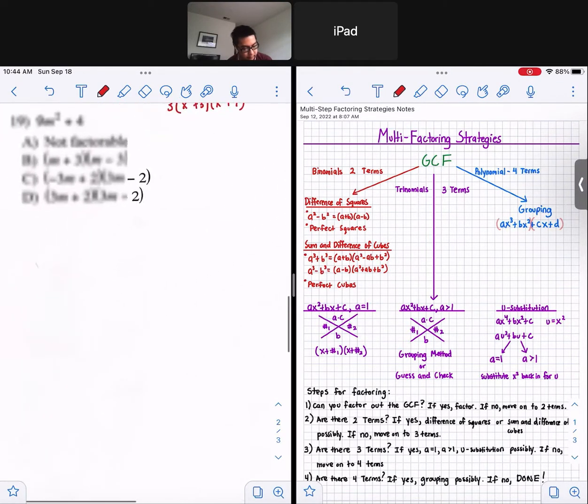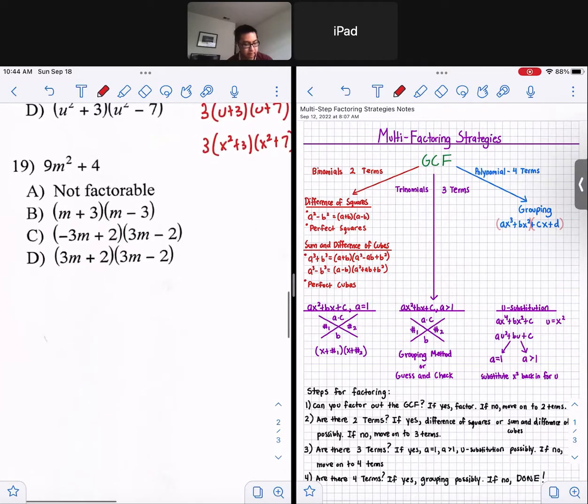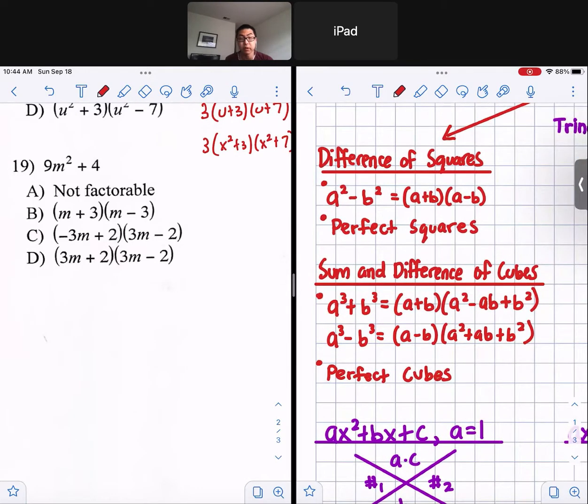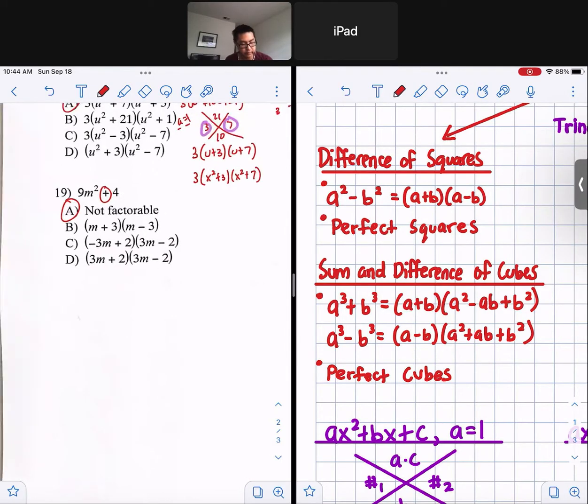Okay, almost done. 19. Okay, we can't factor out anything, so we got 2 terms, right? So sum and difference of squares or sum and difference of cubes. Well, they definitely are perfect squares, but there's a plus sign in between, and with difference of squares, it's gotta be minus, so this is not factorable. Not factorable.